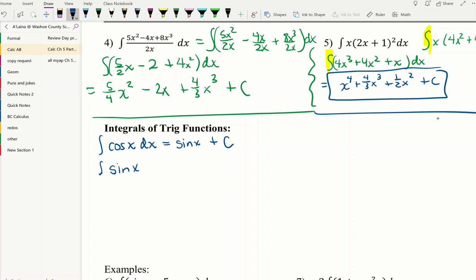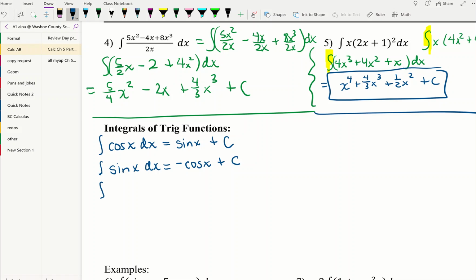Likewise, the integral of sine of x dx. The integral of sine, what function has a derivative equal to sine? Well, the derivative of cosine is negative sine. So I need to indicate a sign change here. So the integral of sine is negative cosine plus c. If you took the derivative of negative cosine x plus c, you would get positive sine x.